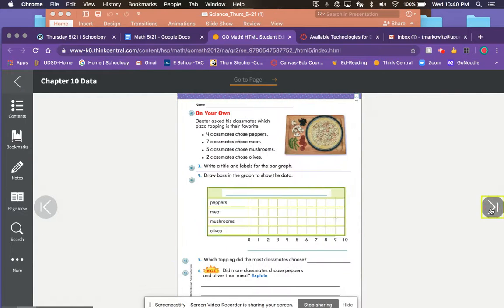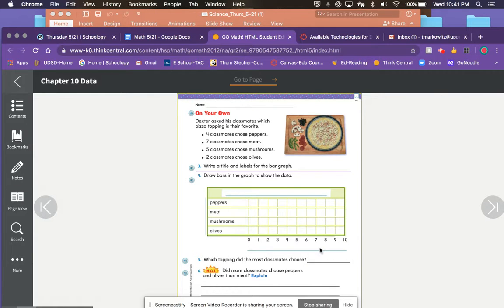So then here's the next page. They give you the information up here, and you have to make the whole bar graph yourself. Okay, draw the bars, fill in your information on the sides. Dexter asks his classmates which pizza topping is their favorite. Right here is where you could find all your information in that one sentence for what you're going to label. So, favorite pizza toppings could be your title. Classmates would be down here because the classmates are what you're counting.